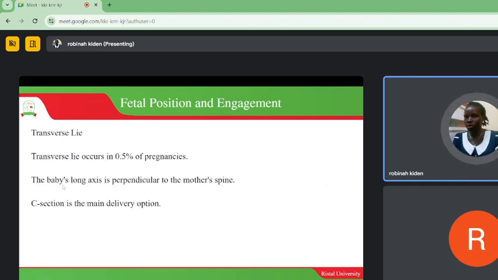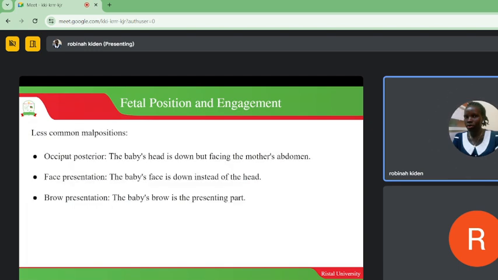Then transverse lie. Transverse lie occurs in 0.5% of pregnancies. The baby's long axis is perpendicular to the mother's spine. So C-section is the main delivery option for this kind of lie. There's no miracle that you are going to do because the baby is across, and once it is across, there's no way vaginal delivery will occur. Only cesarean section.